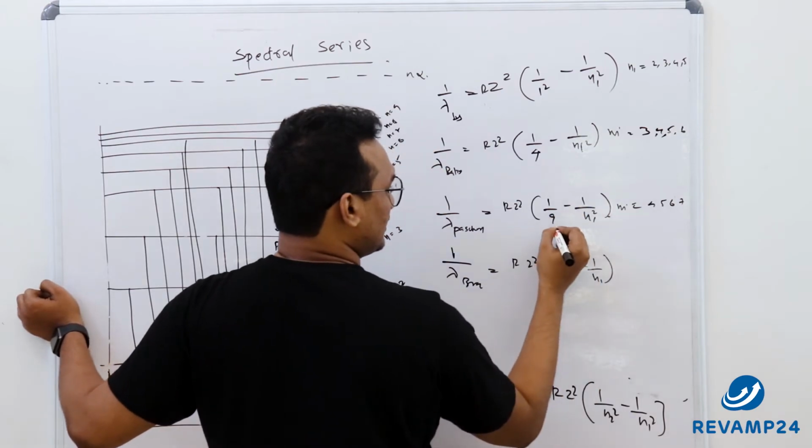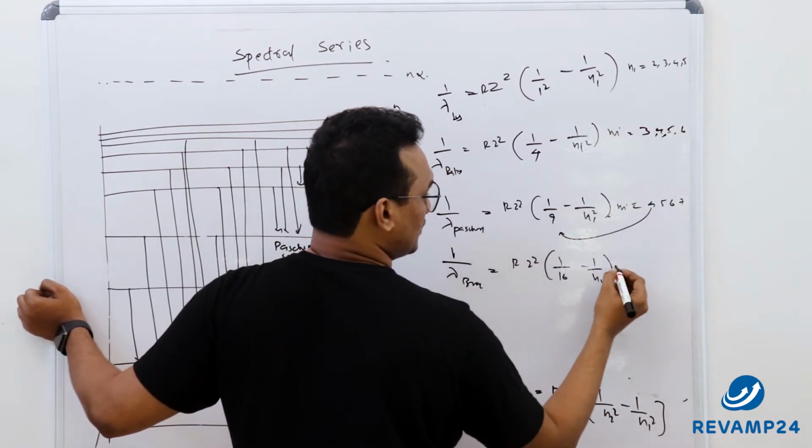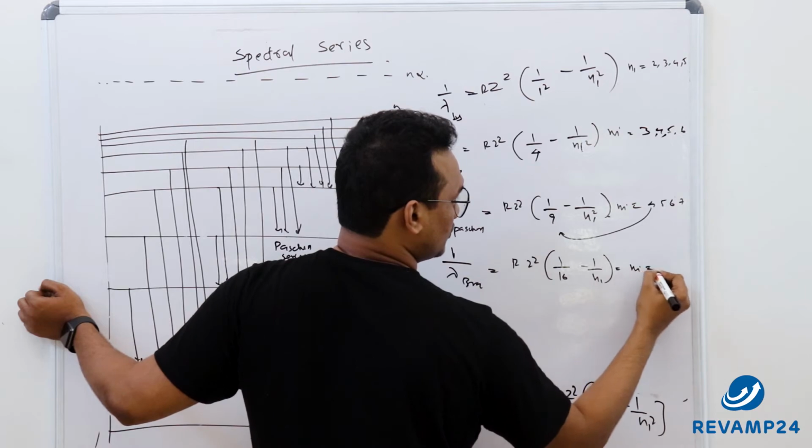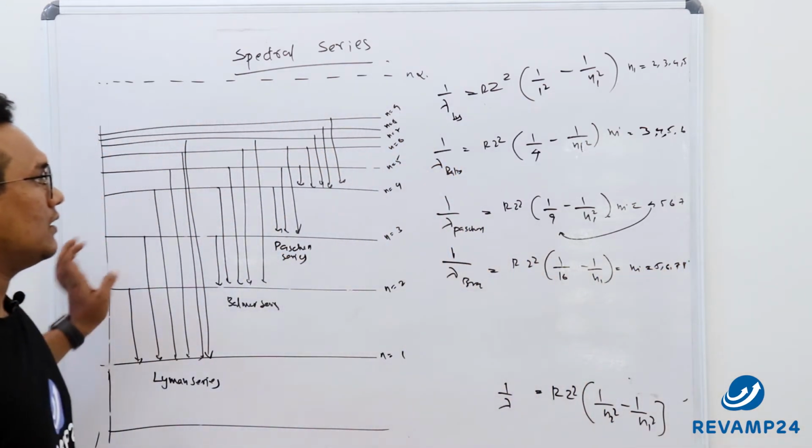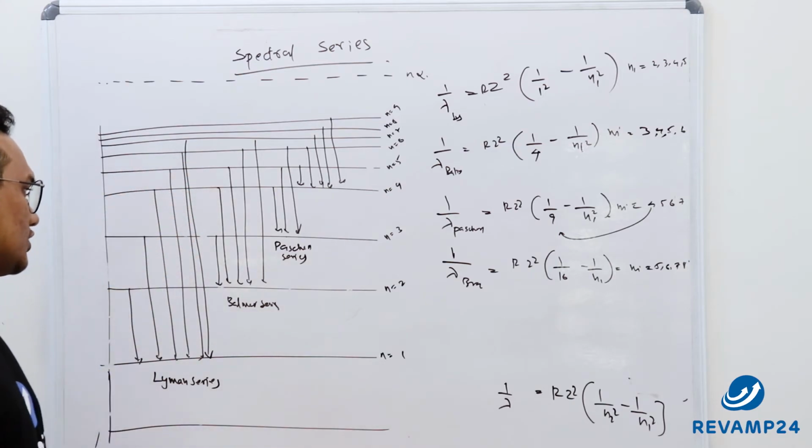For Paschen, n equal to 3, it is coming from 4, right? From 4 it is coming to 3. For Brackett, n initial should be 5, 6, 7. Right. So the other series you can take down the values from your NCERT textbook.